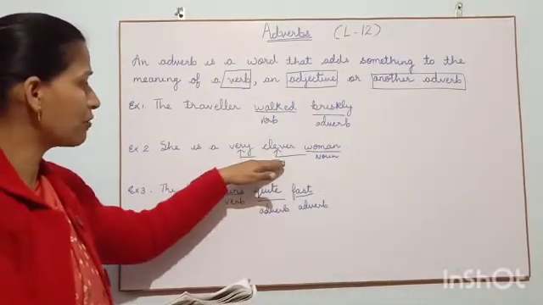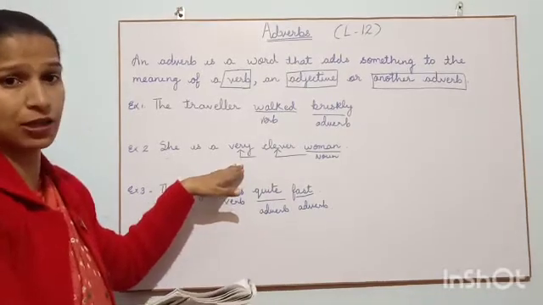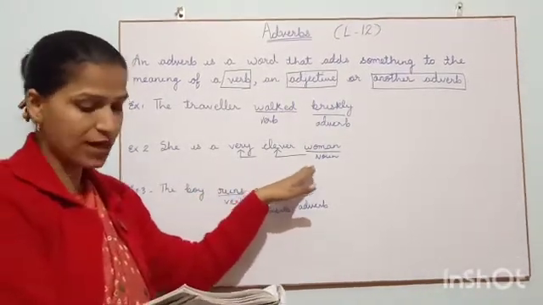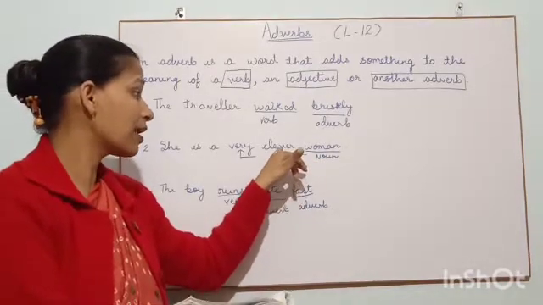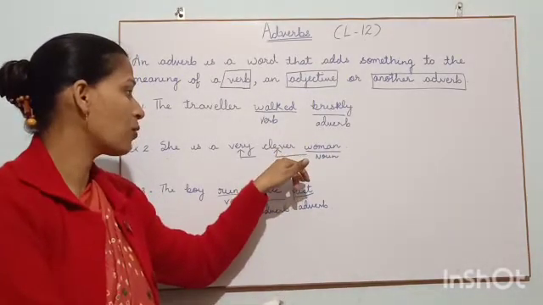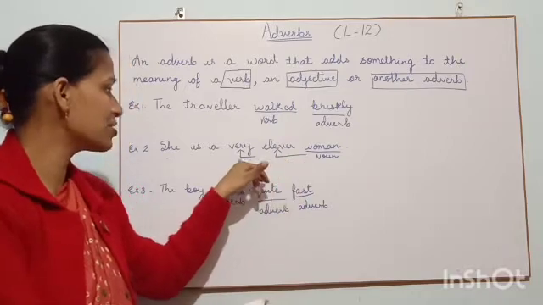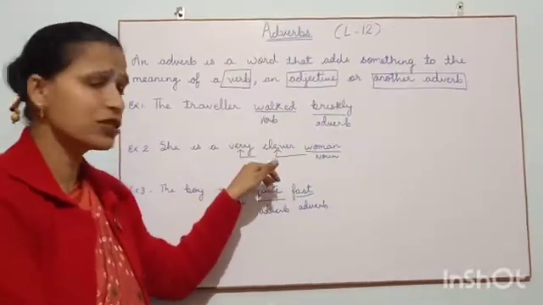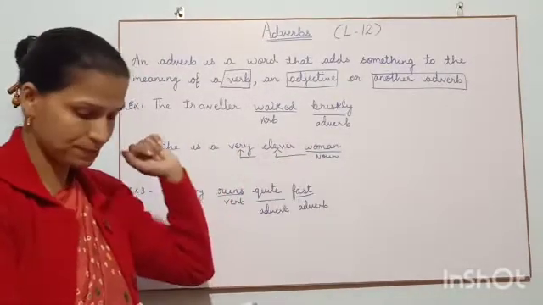How much clever she is? She is very much clever. So very, showing you the degree, means it modifies the adjective clever. It is telling you about clever, how much clever she is. It is modifying the degree. Very is a word which is modifying that she is a very clever woman.